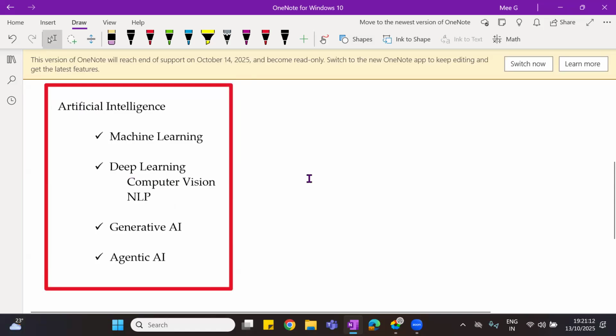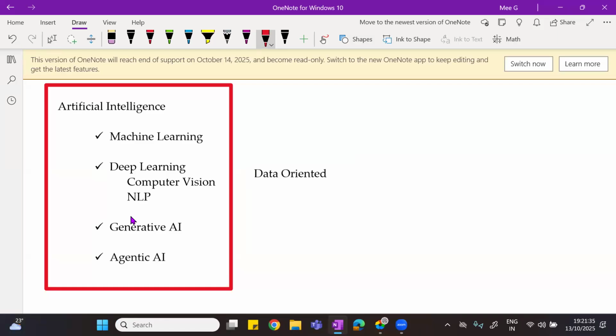For implementing all of this, we require data. These are all data oriented. We can say it as a term: data oriented. Now, one more thing: these are all interconnected. What I mean by that is, if you want to implement any of this, data is required. Without data, we can't do it.